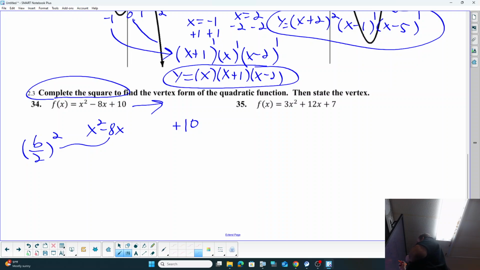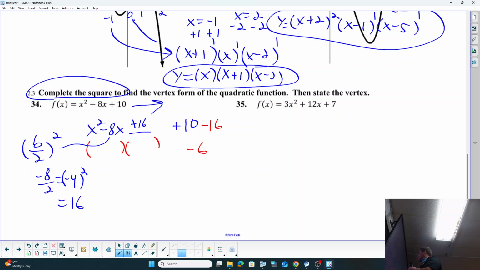So then, let's see, our b value is -8. So -8 divided by 2 is -4. And -4 squared is actually 16. So we're going to go ahead and add 16, but we're going to balance it out on this side by minusing 16. So that's going to be -6.